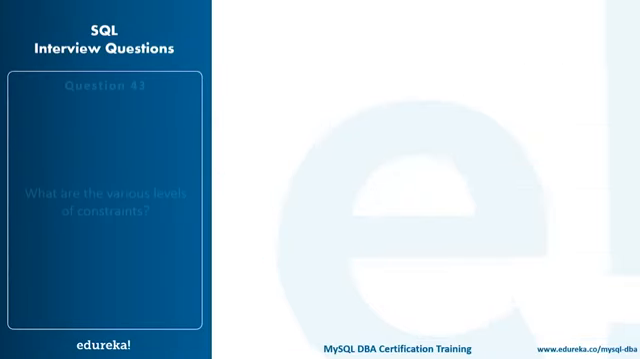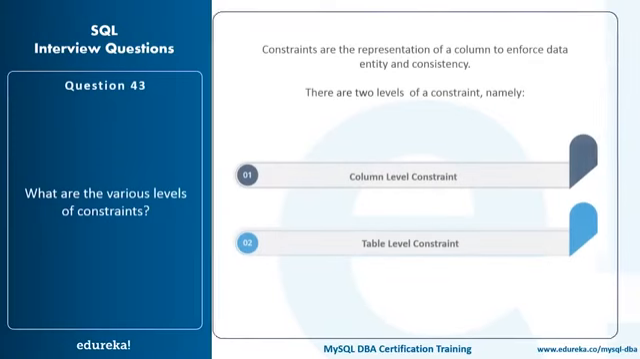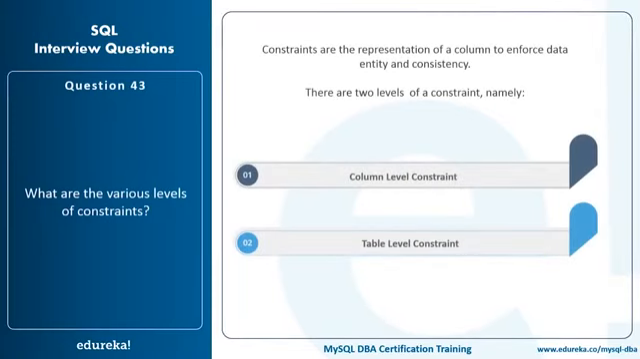Now moving forward to the next question, that is, what are the various levels of constraints? Constraints, as I mentioned before, are basically the representation of a column to enforce data integrity and consistency. So mainly there are two levels of constraints, that is the column level constraint and the table level constraint.